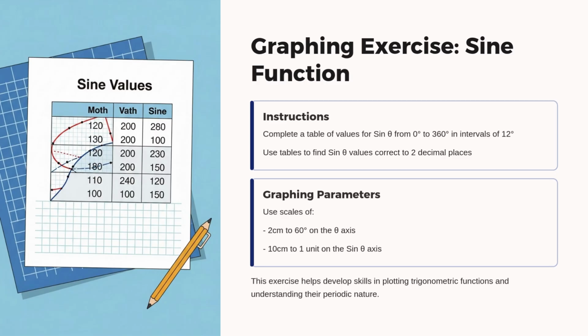Graphing parameters. On the horizontal axis, which represents theta, the scale is 2 centimeters to 60 degrees. On the vertical axis, which represents sine of theta, the scale is 10 centimeters to 1 unit. Purpose. This exercise allows us to plot points accurately, and then join them smoothly to obtain the sine curve.